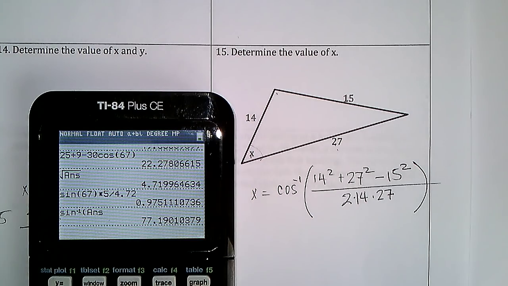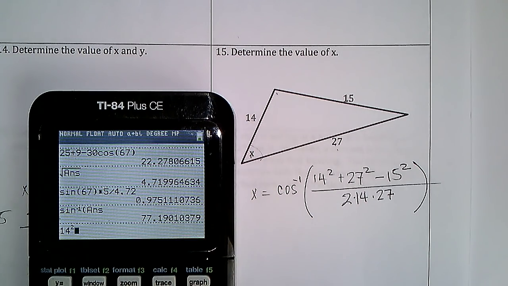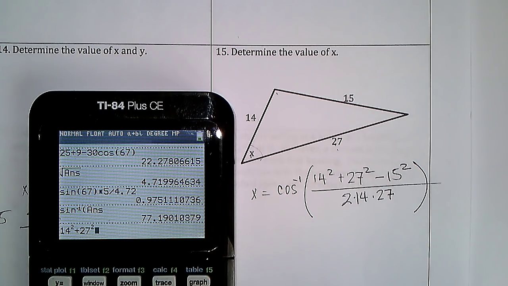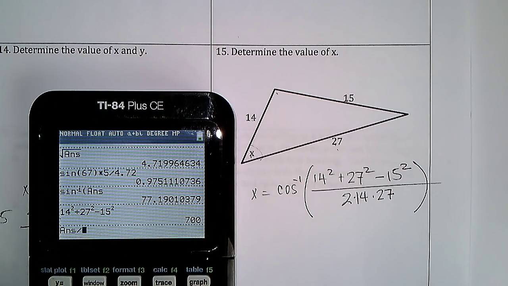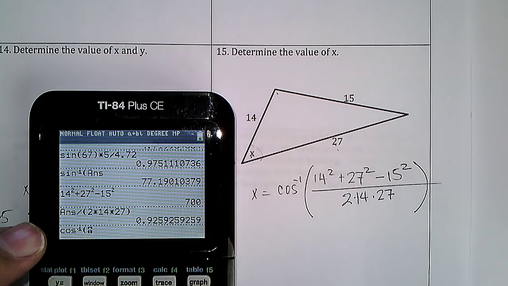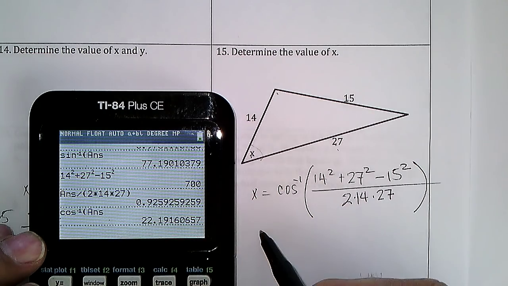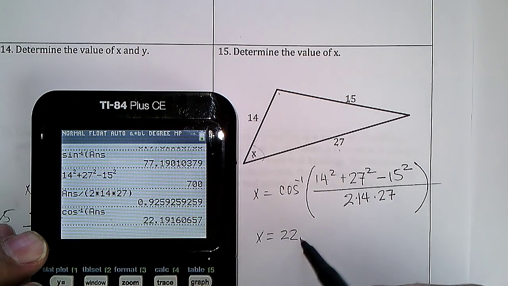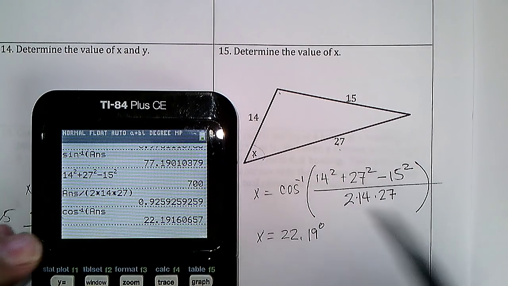Let's just work out the inside. 14 squared plus 27 squared minus 15 squared divided by parenthesis 2 times 14 times 27. And then we got to take the cosine inverse of that answer. And I get x is 22.19 degrees.